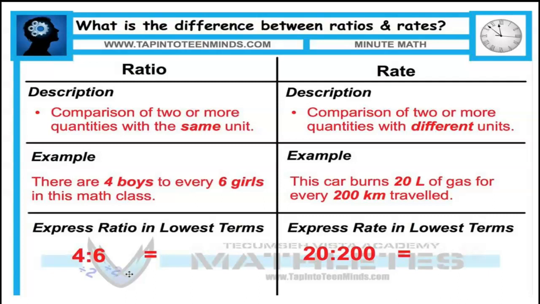A rate is a type of ratio. It is a comparison of 2 or more quantities with different units. Example, this car burns 20 liters of gas for every 200 kilometers traveled. We know this is a rate because we have 2 different units of measure, liters and kilometers.